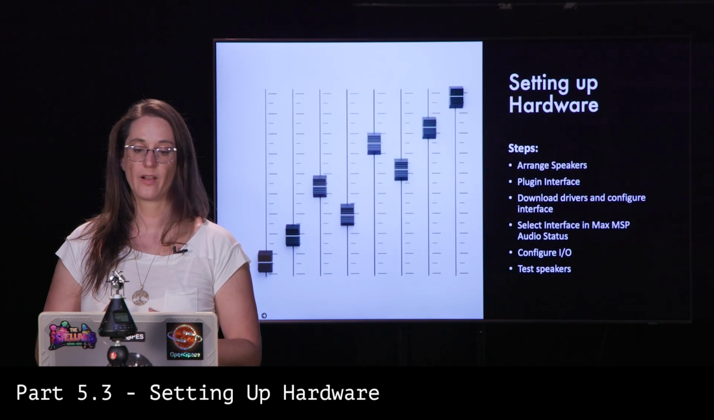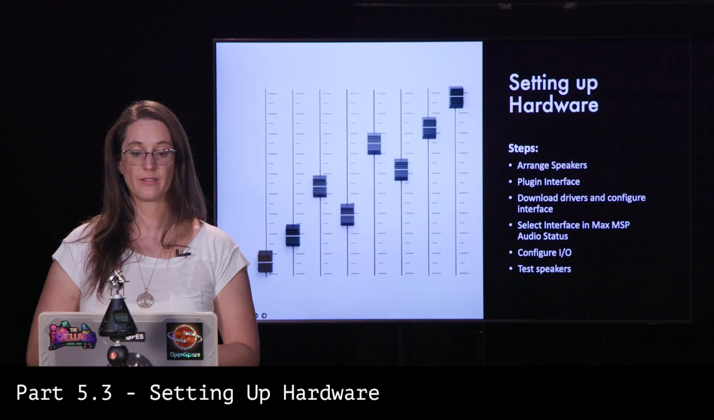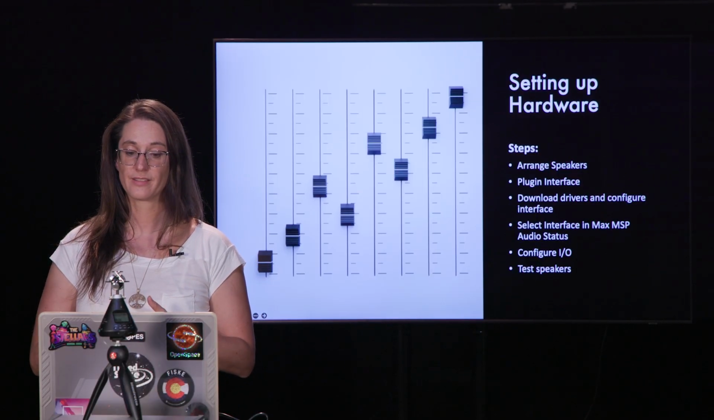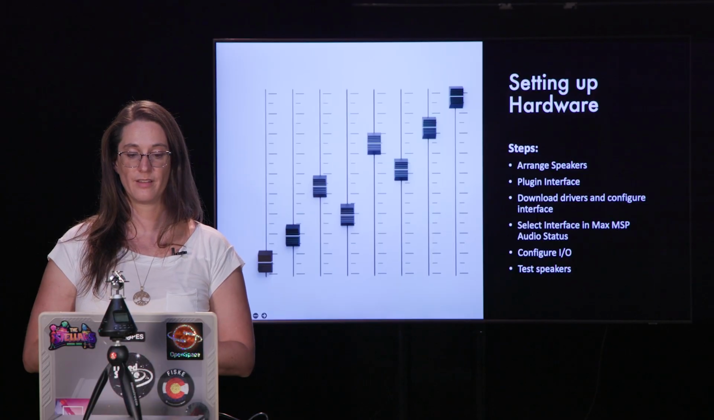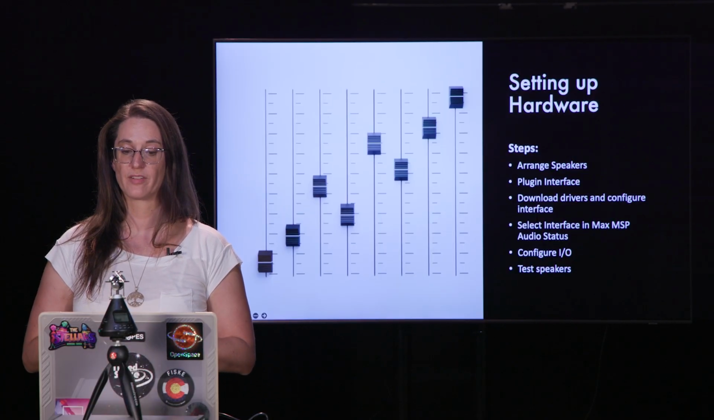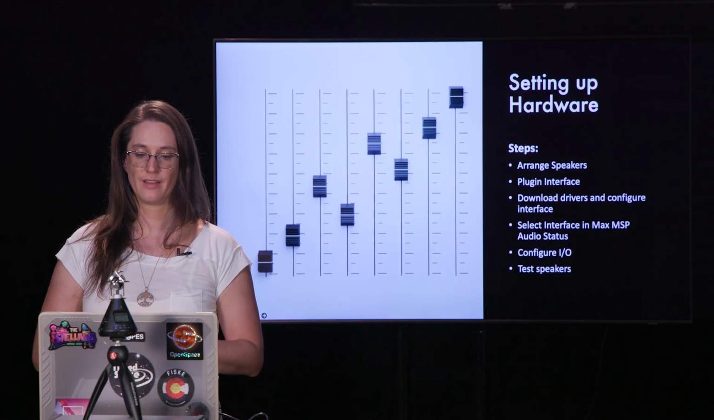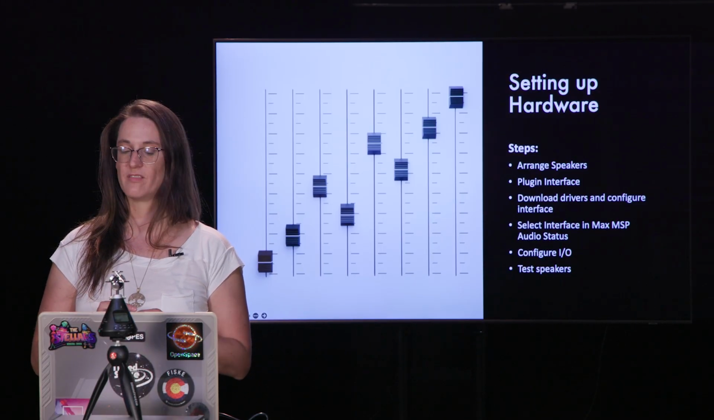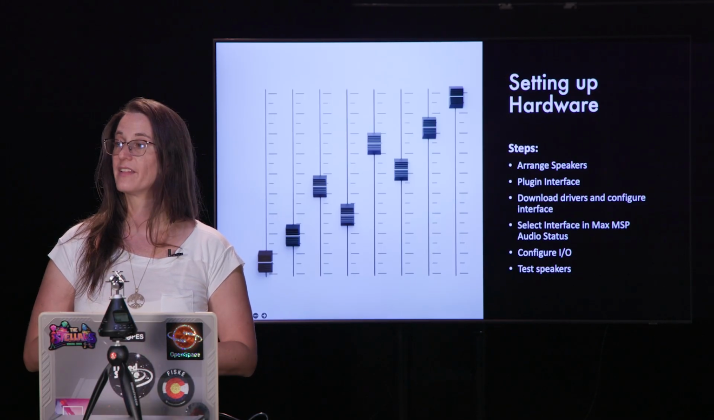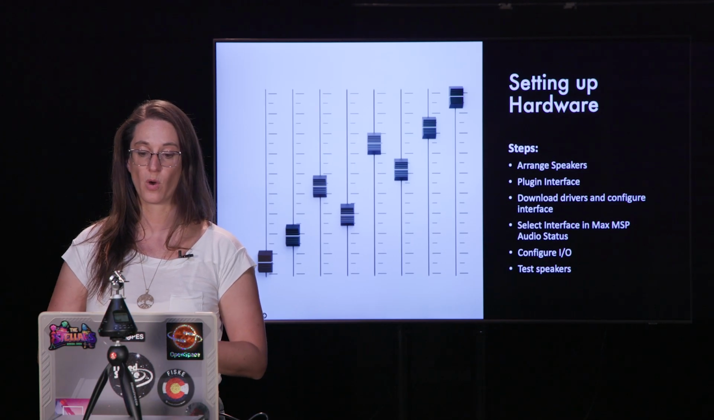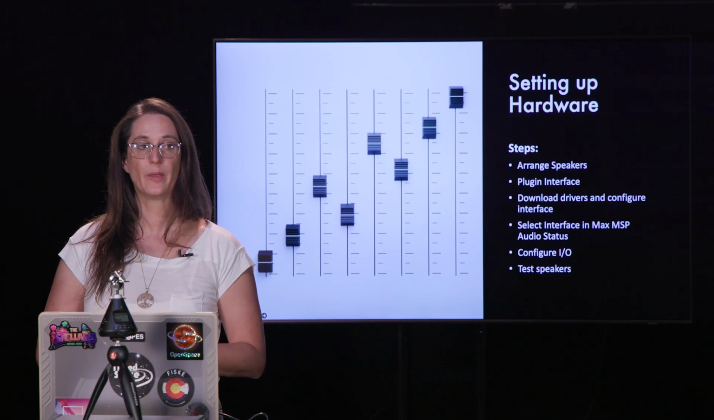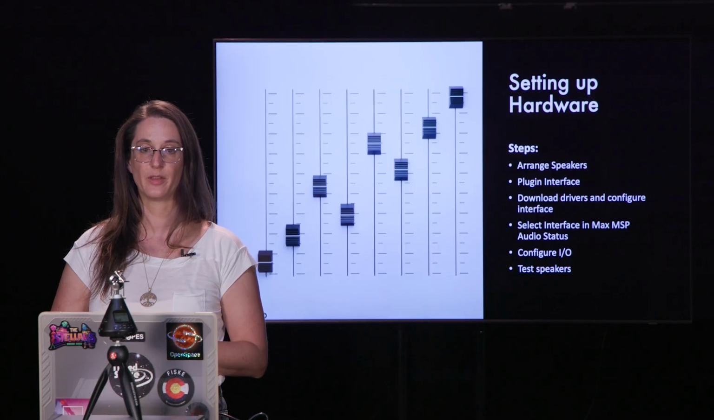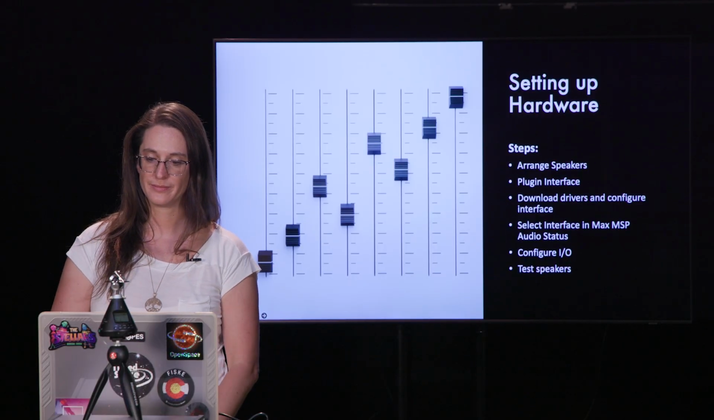So we're going to talk a little bit about how to set up your hardware. So the first step is that you need to arrange your speakers. Next, you need to plug in your interface. Following that, you're going to download drivers and configure your interface. Then you will select your interface in Max MSP, and then you will configure your I/O. And finally, you will test your speakers to see if they work. We're going to show a little bit of a demo on how you would do that with this quad system that we have available in the ARTSLab.